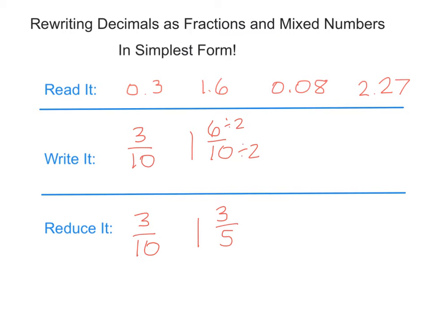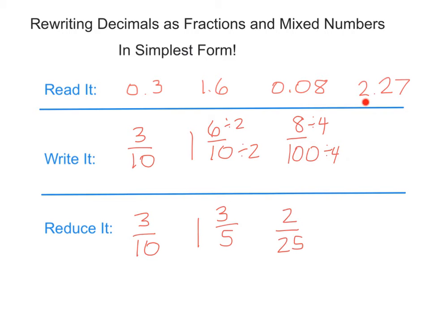My next one is 0 and 8/100. So as a fraction, that's 8 over 100. The largest number that those divide by is 4. And that leaves me with 2 over 25 in simplest form.